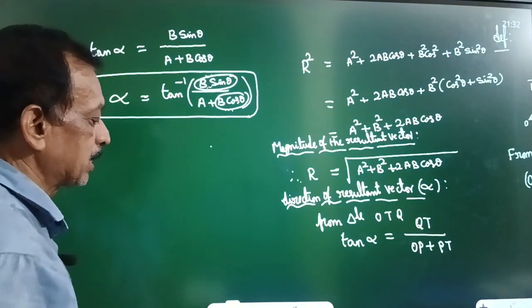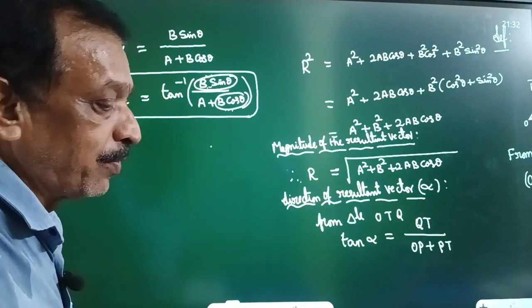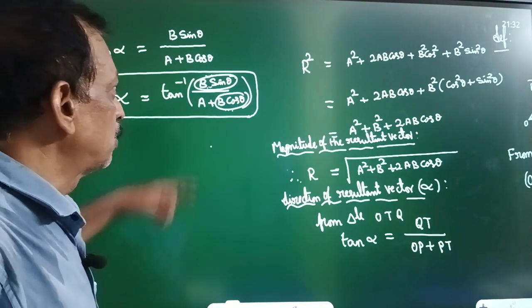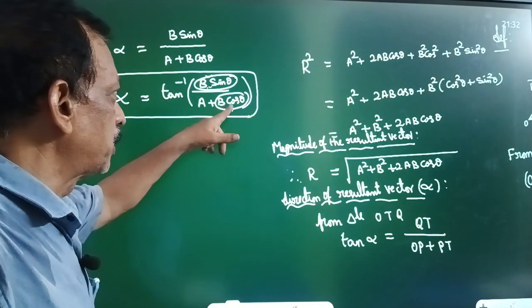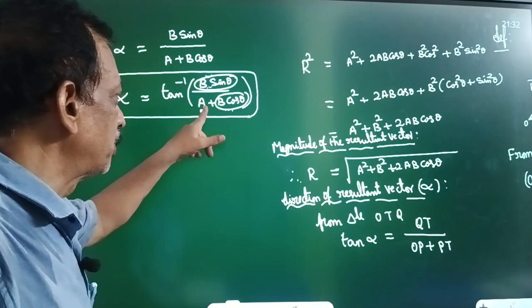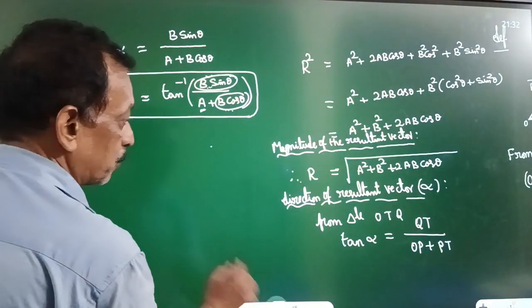So this question asks which of the following indicates the direction of the resultant vector. Four options are given. What you have to do: with B sin theta, automatically B cos theta will be there. If it is A sin theta, then A cos theta will be there. The remaining part can be whatever, no problem. Now write this completely.